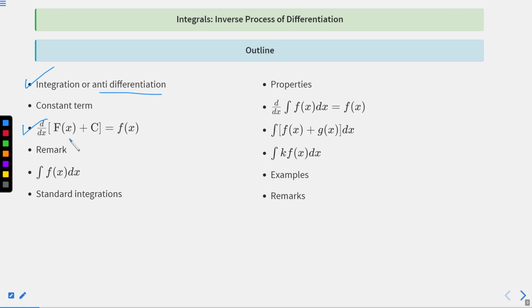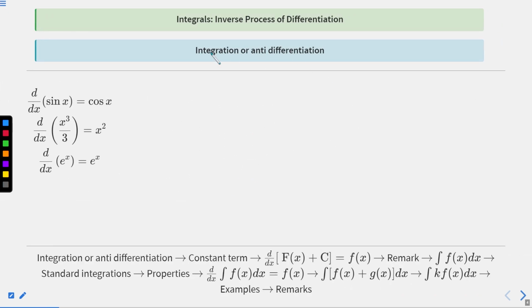And we will be seeing the rule, theorem. We will be seeing some remarks also, this symbol, this notation, some standard integrations, some properties, this rule and some examples and some remarks. We will be seeing all of these. So let's just quickly see.